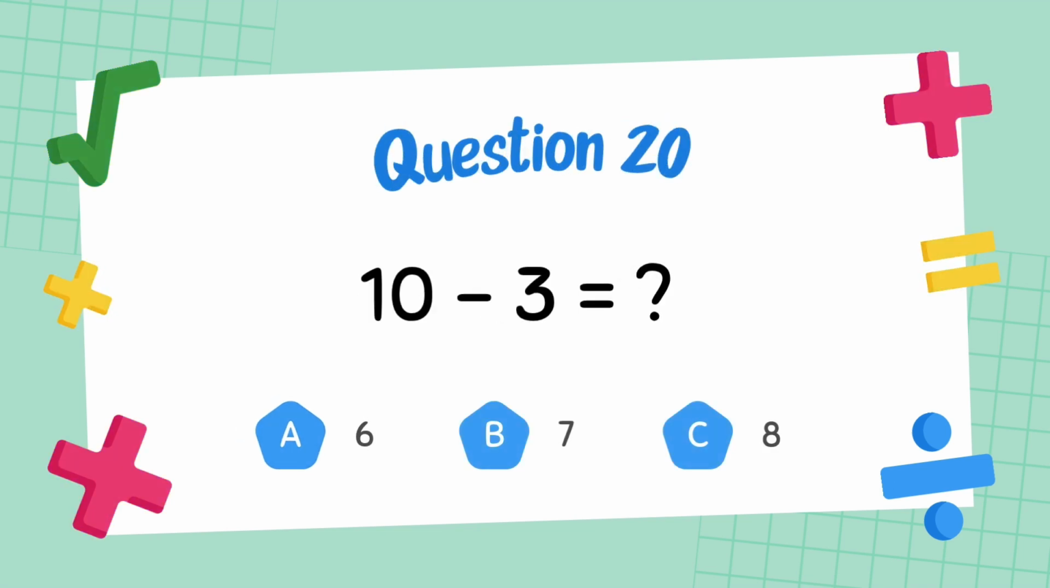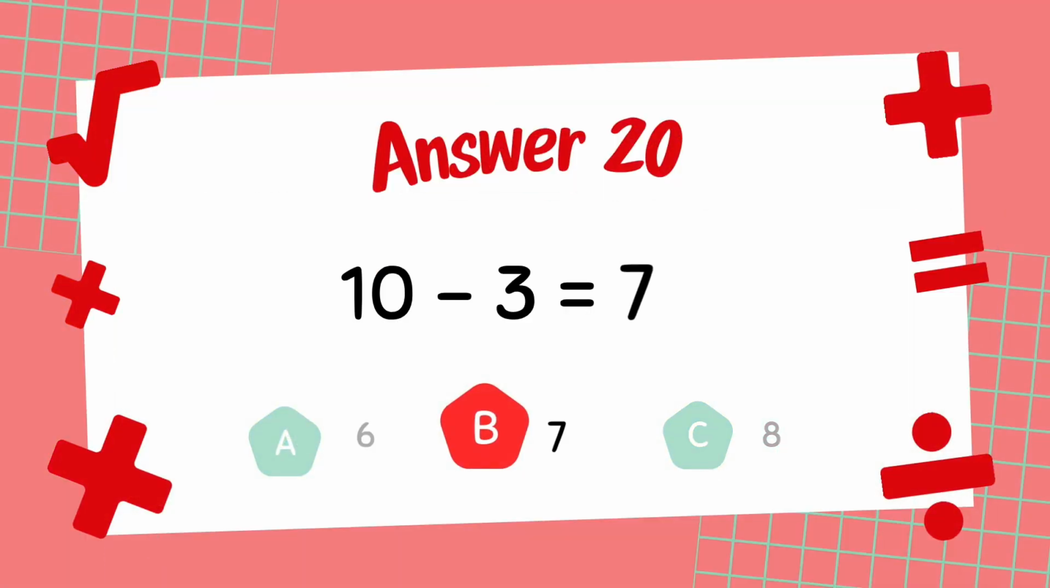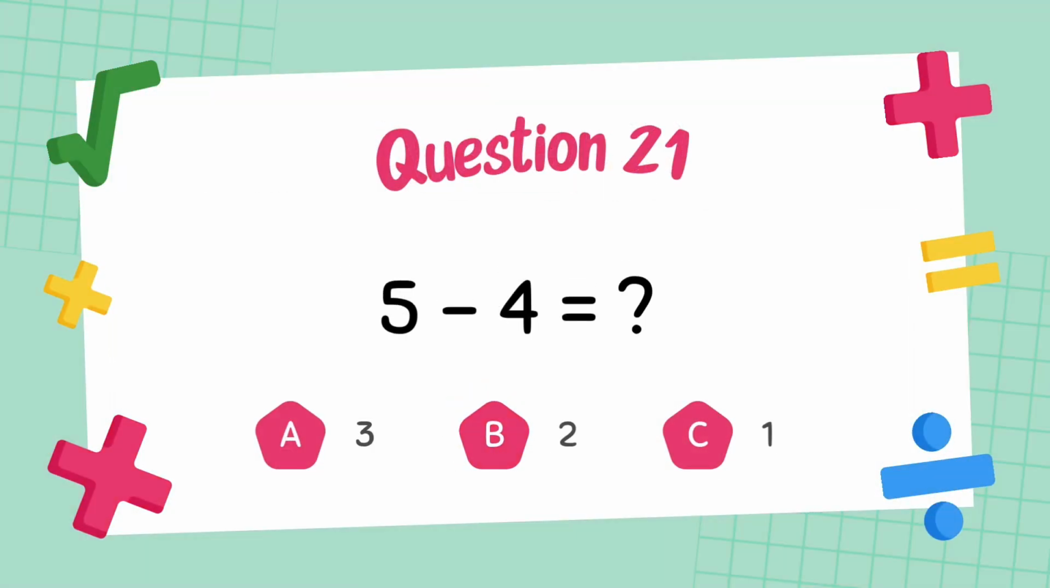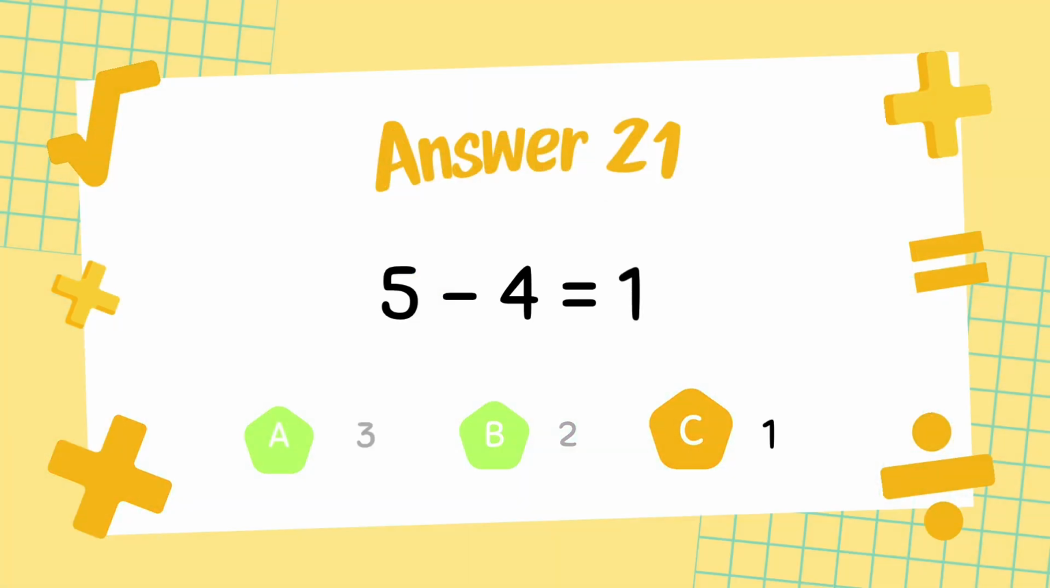What is 10 minus 3? The answer is 7. What is 5 minus 4? The answer is 1.